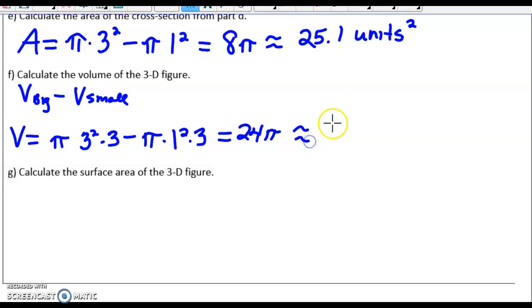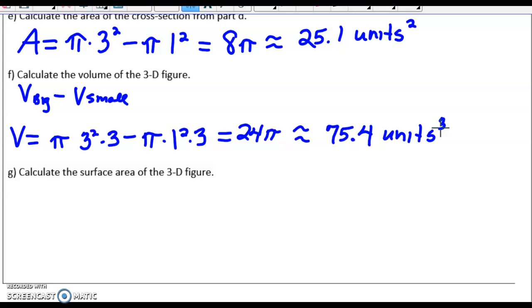And approximately that is 75.4. And this is a volume, so it's in cube units. Again, I don't think your Google Forms has you put units on there just so we don't mark things wrong. It gets a little confusing.